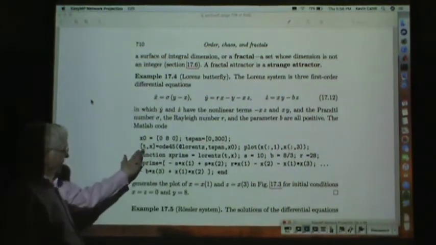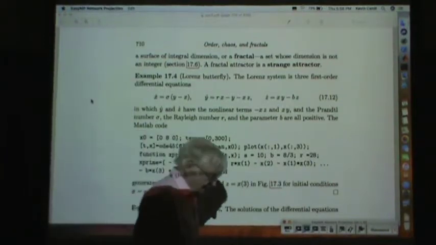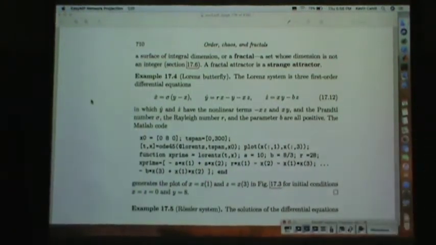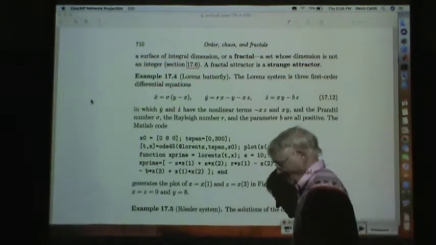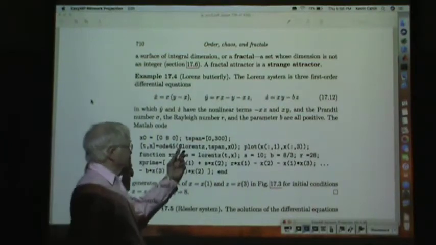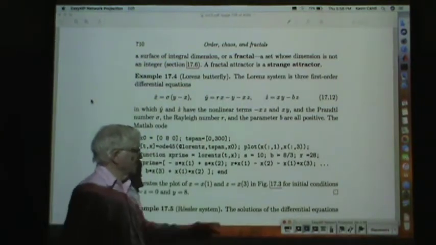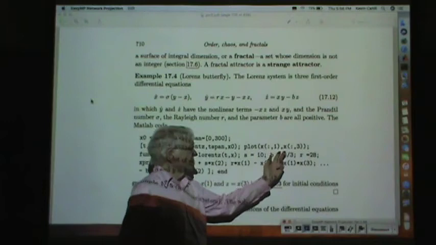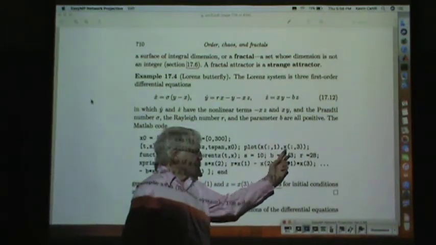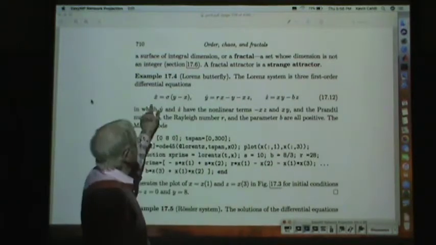And then the particular syntax is T, x equals ode45. That means you're going to ask Matlab to use one of its programs, ode45, to integrate the system of differential equations. And then what you say is @Lorentz, T-span, and then the initial condition 0, and then you tell it to plot. In this case, for all values of the time in T-span, you're going to plot x1 and x3, which is to say x and z.